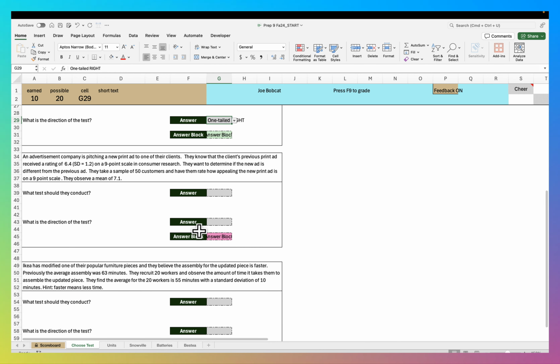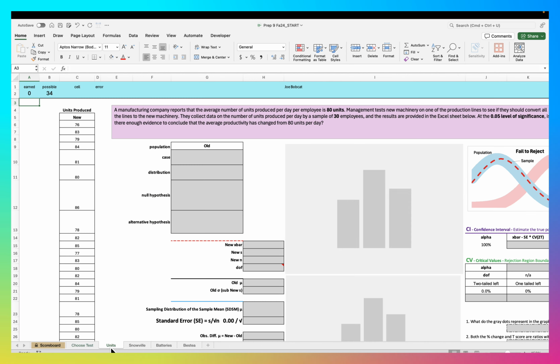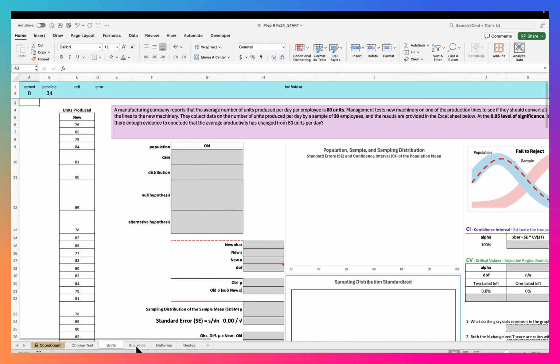Okay, and I'll let you answer the last two. But remember, all you have to do is figure out what's the population, and then if you have the standard deviation of the population, it's z, and if you don't, then it's t. All right, so these next 4 tabs are all t-tests.